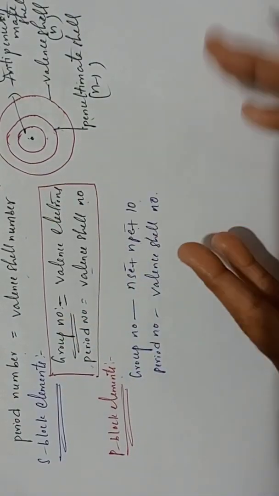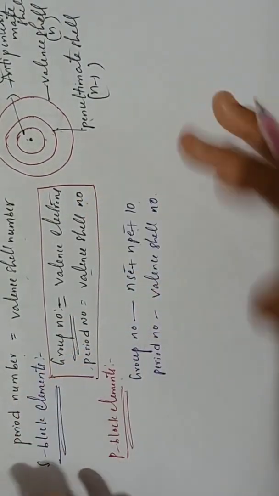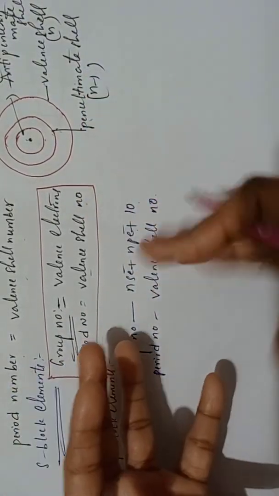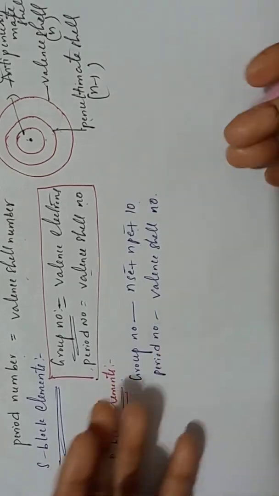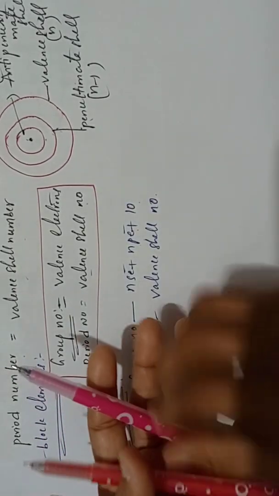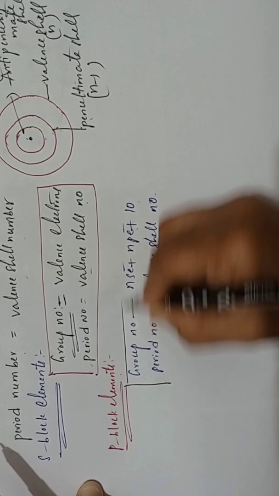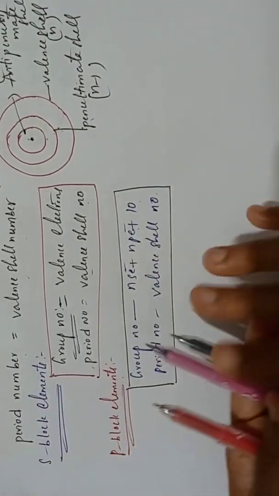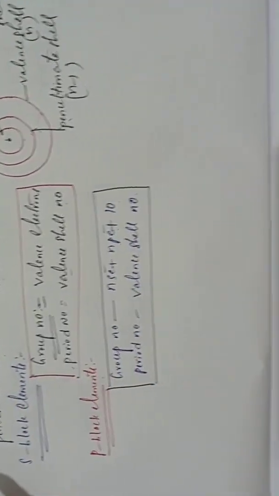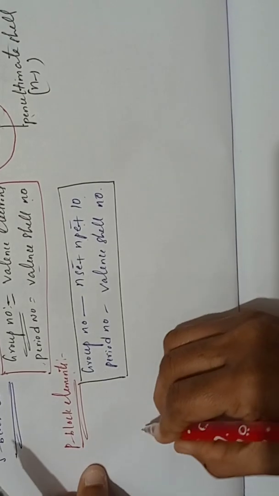With examples I will discuss it, students. First I am giving the trick, and after this trick I will discuss examples so you can easily understand. Understood? This is the P block elements formula trick. Now coming to the D block elements students. See here, D block.